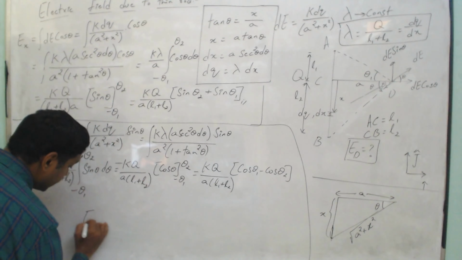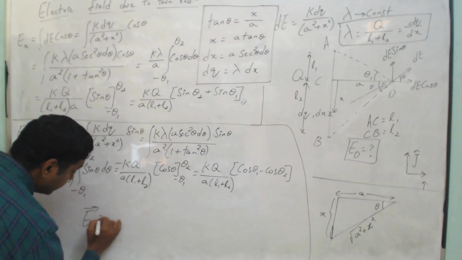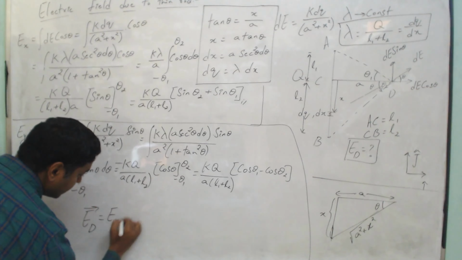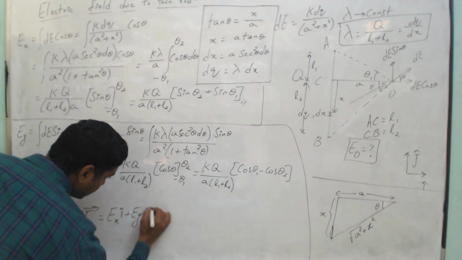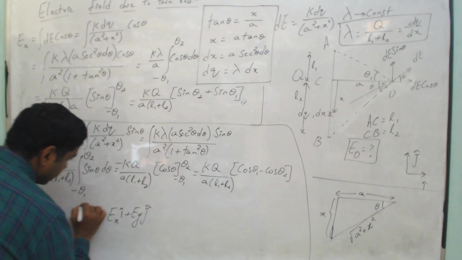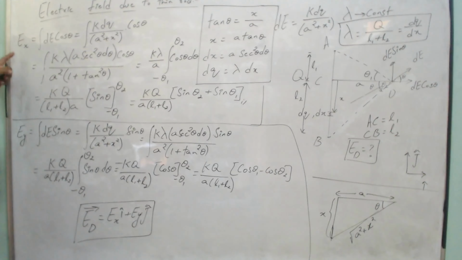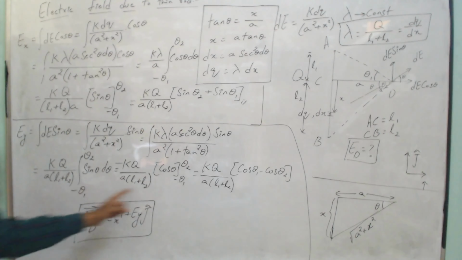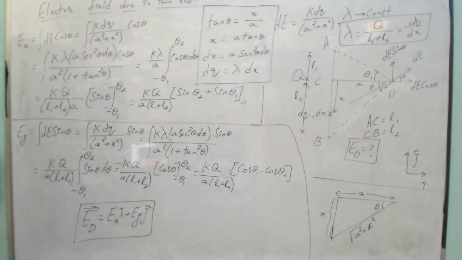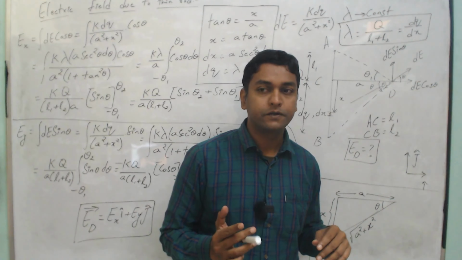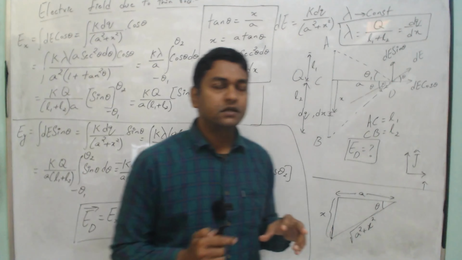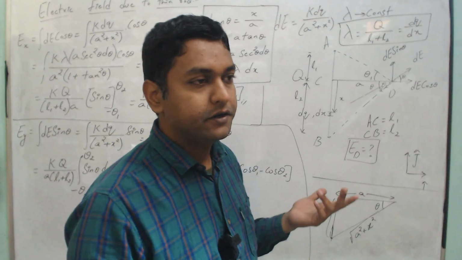Ultimately, what is the electric field vector at point D? It is nothing but Ex i cap plus Ey j cap. Correct? Yes, sir. I found out Ex, I found out Ey, and the resultant vector Ed bar is Ex i cap plus Ey j cap. Is this clear? Yes, sir. Understood? Yes, sir.